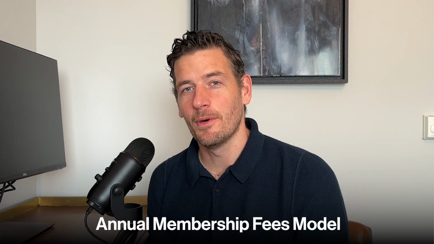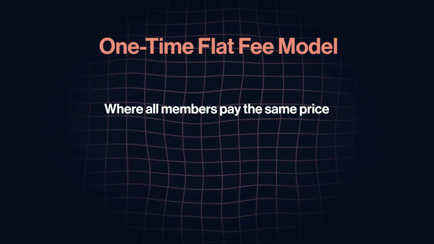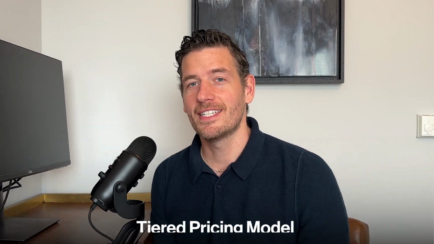Number 2 is an annual payment model, which collects one payment from the member per year. The third one is a one-time payment model, where all members pay the same price one time for lifetime membership. This model is affordable and provides for your members that they pay once, they can retain their membership for life. Number 4, the tiered pricing model.